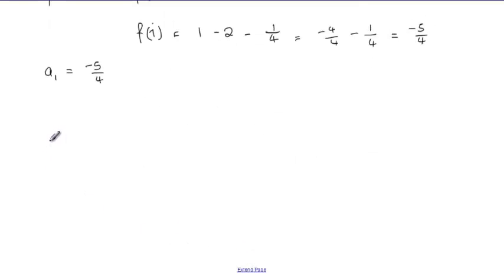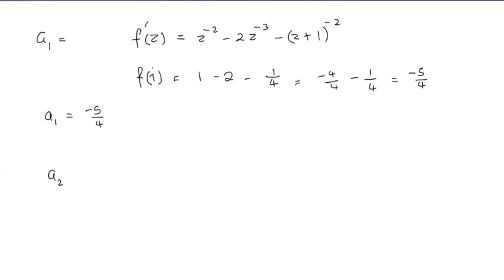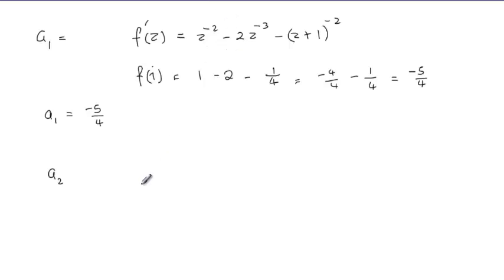Now for our A2, we need the second derivative, which is the derivative of this. Now we get f second of z equals minus 2 z to the power minus 3, plus 6 z to the power minus 4, plus 2 (z plus 1) to the power minus 3.